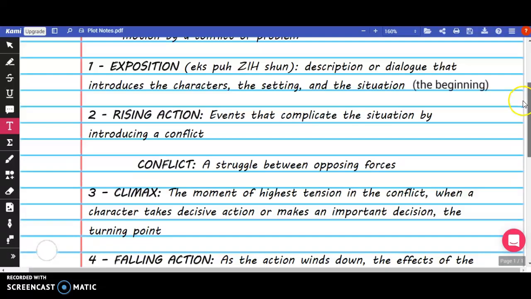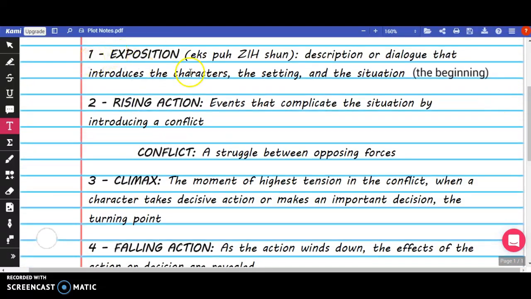The first thing that I want you to write down is 1, exposition. And I have the pronunciation here for you, exposition. And exposition is the description or dialogue that introduces the characters, the setting, and the situation. This is typically the beginning of a story.